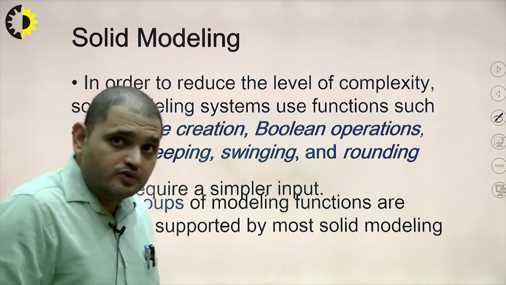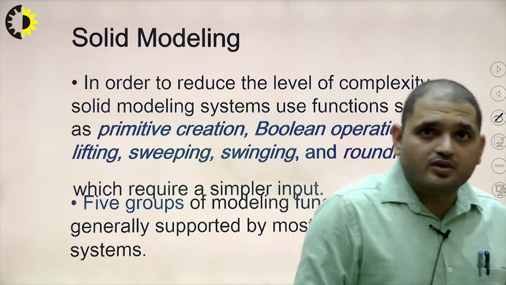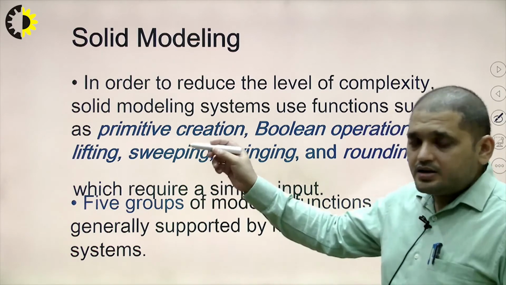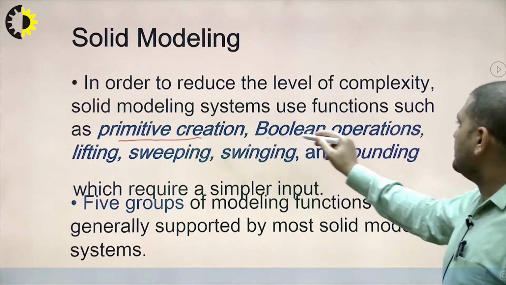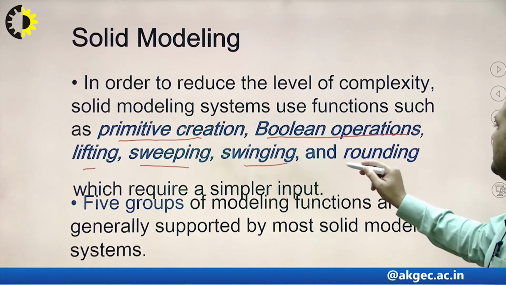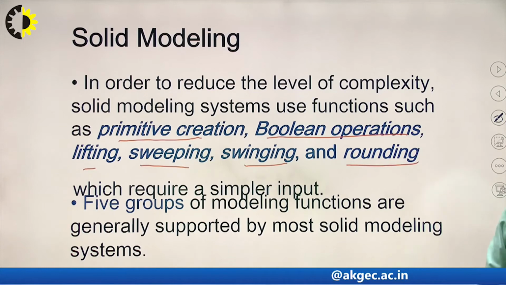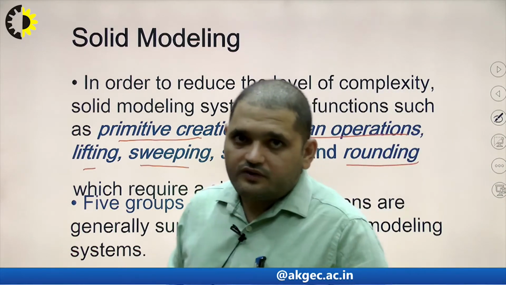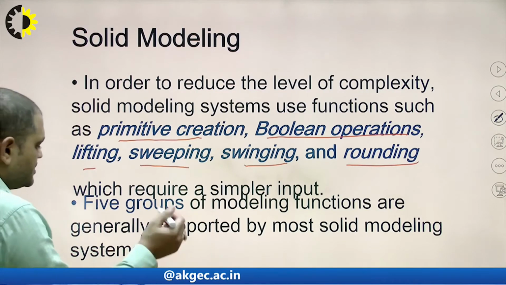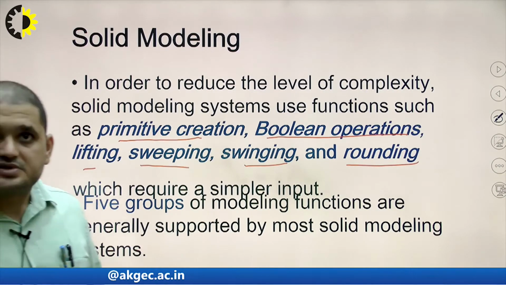Now, in order to reduce the level of complexity, solid modeling systems use functions such as, as we have studied in the last slide, primitive creation, Boolean operations, lifting, sweeping, swinging and rounding, which require simpler input. So five groups of modeling functions are generally supported by most solid modeling systems.